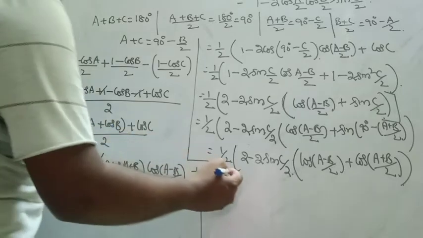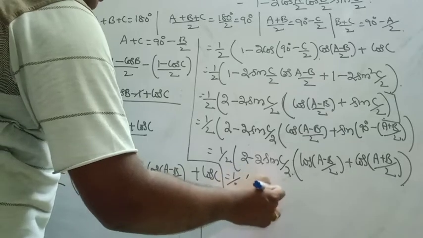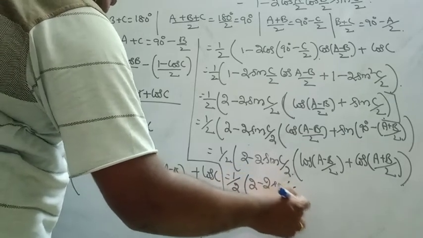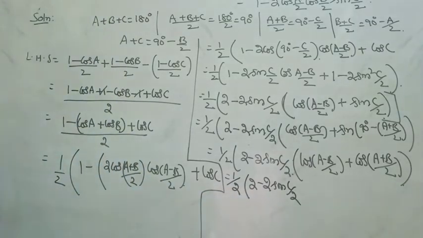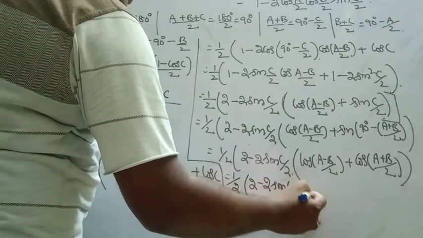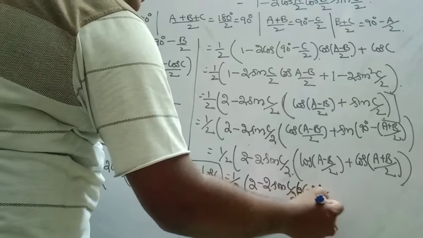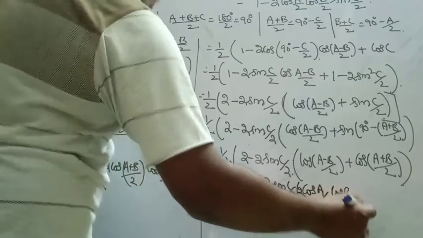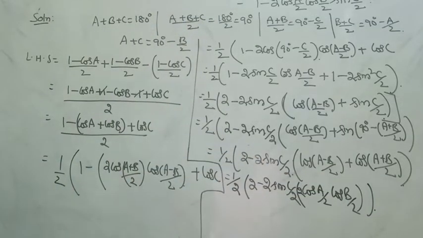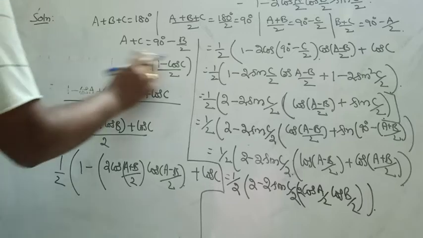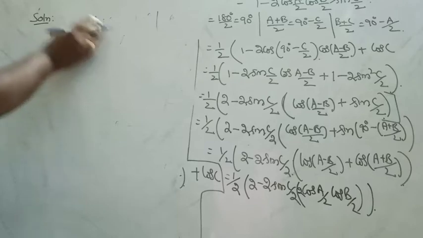Now this step reduces to 1 by 2 into 2 minus 2 sin C by 2 into cos A minus B by 2 plus cos A plus B by 2, right? That you are going to get, that is 2 into cos A by 2 into cos B by 2. This is what you are going to get, my dear students. Now the final step, let us try to get that.